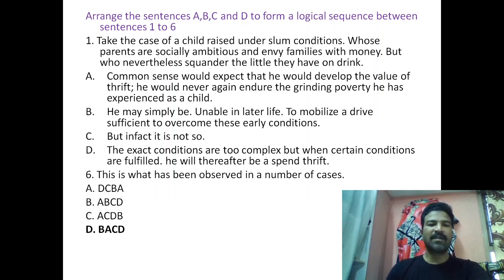Next C. But in fact it is not so. And finally D. The exact conditions are too complex, but when certain conditions are fulfilled, he will thereafter be a spendthrift. The concluding statement, this is what has been observed in a number of cases. The correct option is option D, B, A, C, D. Next question.